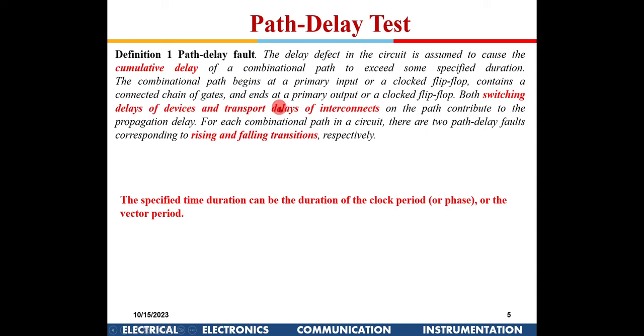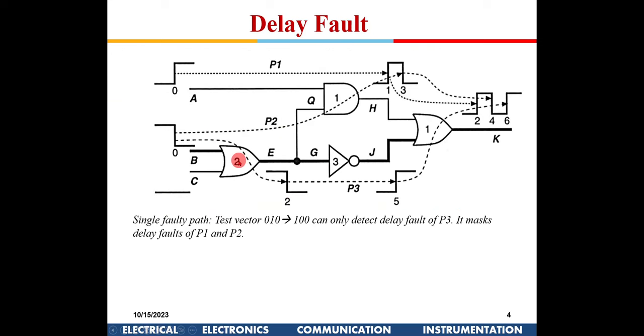So there are some definitions out here. One is known as the path delay fault. The delay fault in a circuit is assumed to cause a cumulative delay. So it is not that we speak of delays in terms of gates; it is the full path. A full path we only call a path delay. There could be several paths here. This is one path from gate one, and this is one path from B.